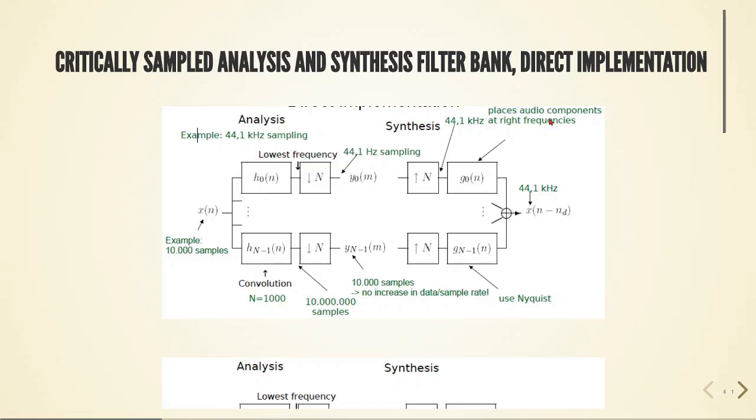On the synthesis side, we also have in this case 1000 subbands, but then the 44.1 hertz sampling rate here is upsampled and goes back to 44.1 kilohertz, and then it's all added up. Here h of n is our impulse response for the analysis filter. We have g of n, which is our impulse response for our synthesis.